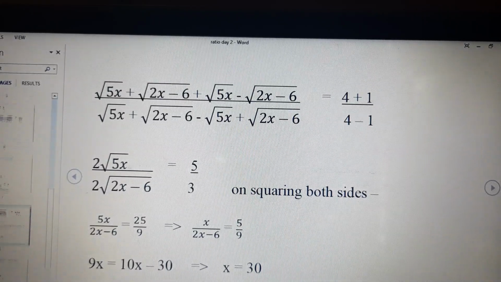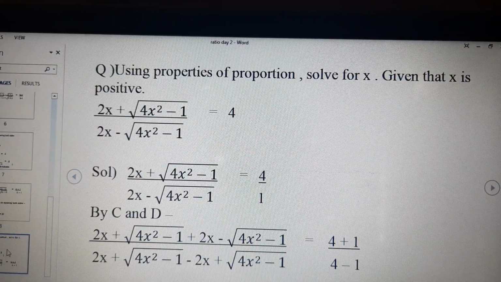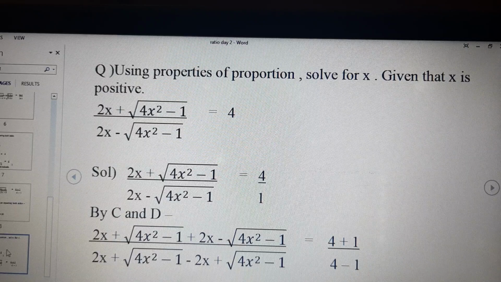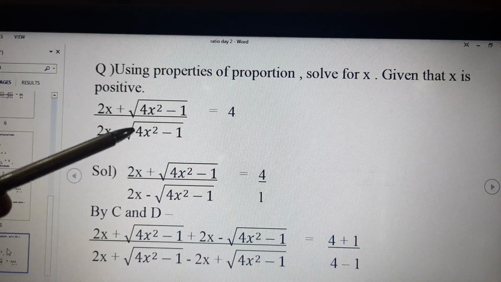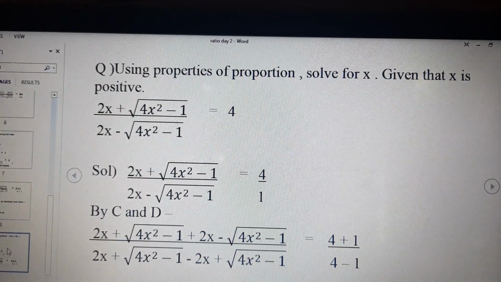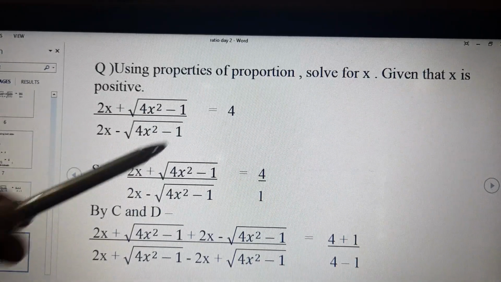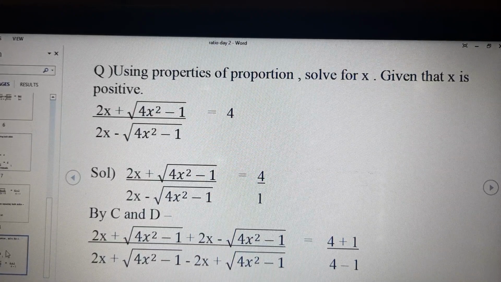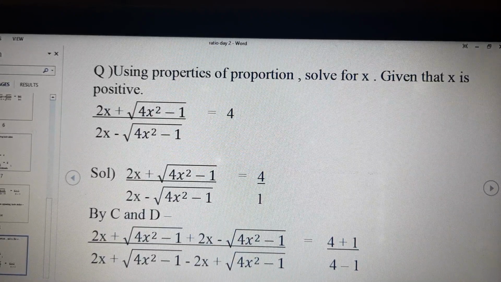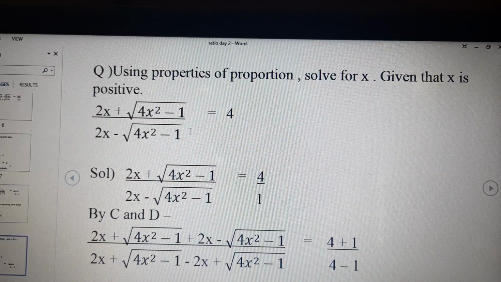Moving on to the last question for today. It is a similar kind of question. It says that using the properties of proportion, we need to solve for the value of x. Almost the same kind of equation is given, but here we have 4x square inside. But because of minus 1, we cannot write it as 2x, because minus 1 is also there. That's why we cannot take it out from under the root sign. So we have 2x plus under root 4x square minus 1, 2x minus under root 4x square minus 1.